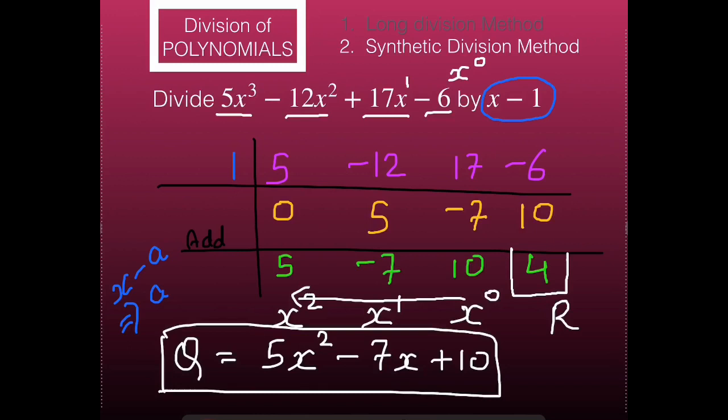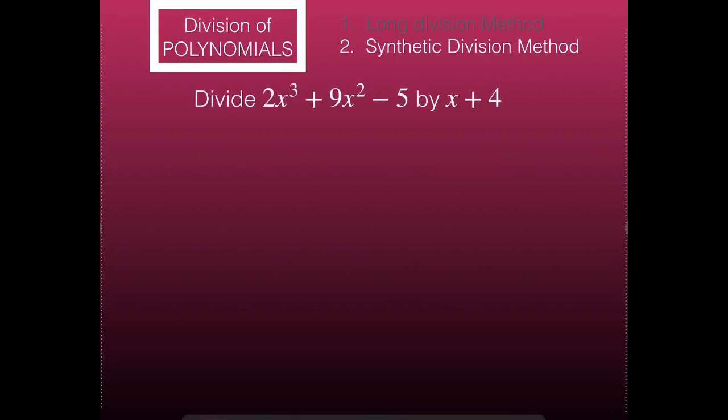Let us take one more example. Suppose we have to divide 2x cubed minus 9x squared minus 5 by x plus 4. The first thing we need to check is the descending order of the powers of the variables. So the first term is 2x cubed, power 3, then 9x squared, power 2, and then minus 5, which means it is x raised to 0.